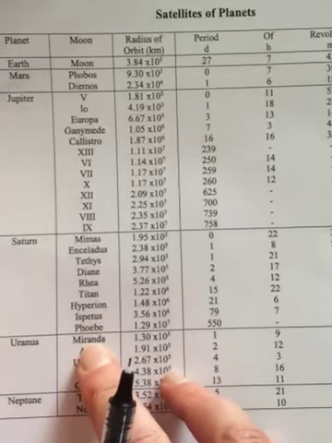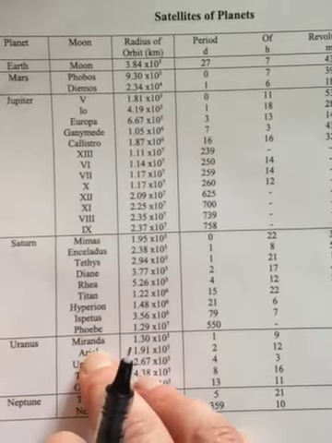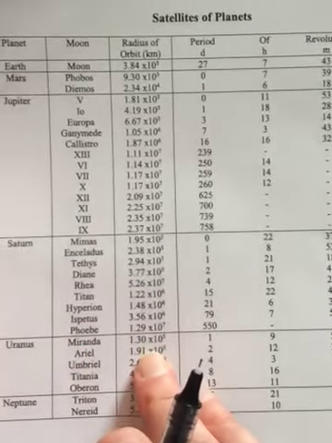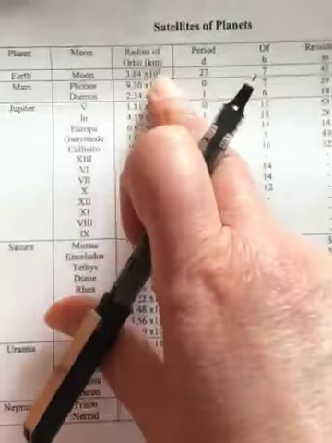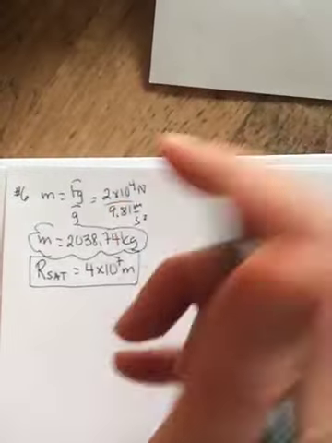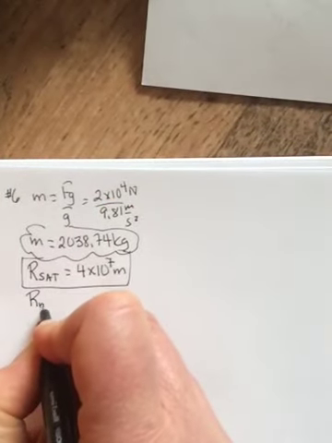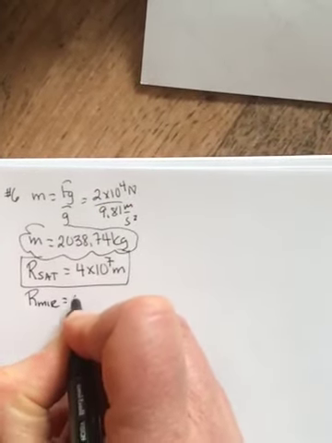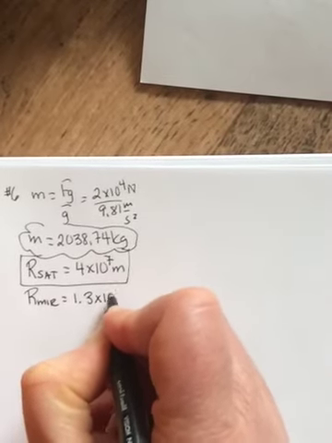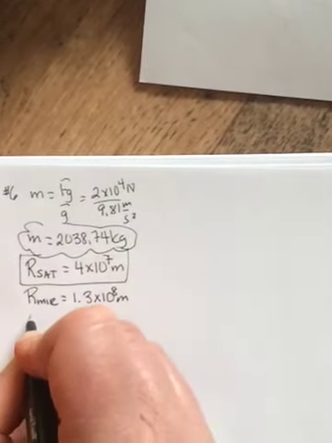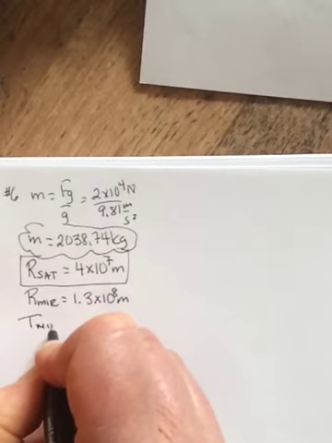I always use the top moon here. So we're at Uranus, I would use Miranda. Its radius of orbit is 1.3 times 10 to the 5th kilometers. So R of Miranda will be 3, I think, times 10 to the 8th meters. And then we also need its period.